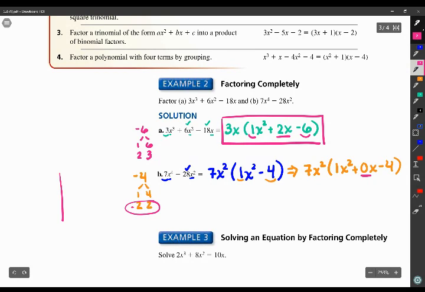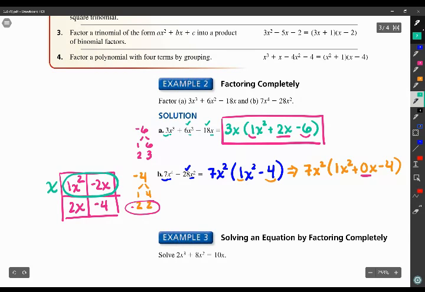And so then we're just going to do our box over to this side. So we have 1x squared, we have negative 4, and the pair that we picked was negative 2x and positive 2x. And then we're just going to take out our greatest common factor. So our greatest common factor of the first row is an x. Our greatest common factor of our second row is a 2. Greatest common factor of our first column is an x. Greatest common factor of our second column is a negative 2.